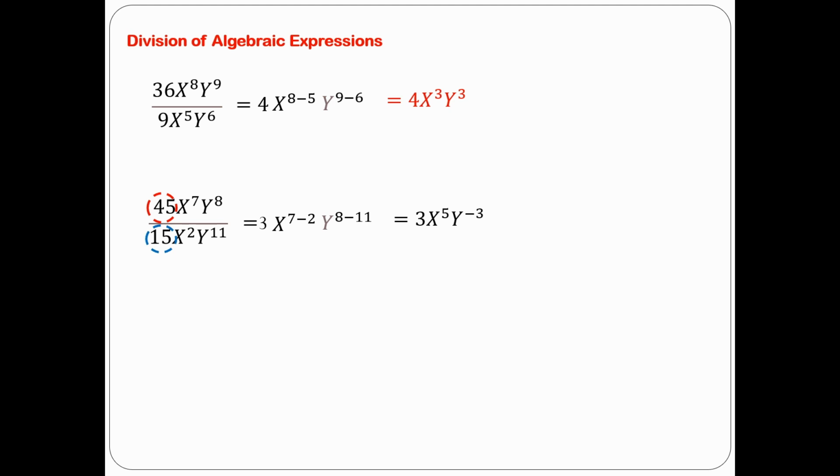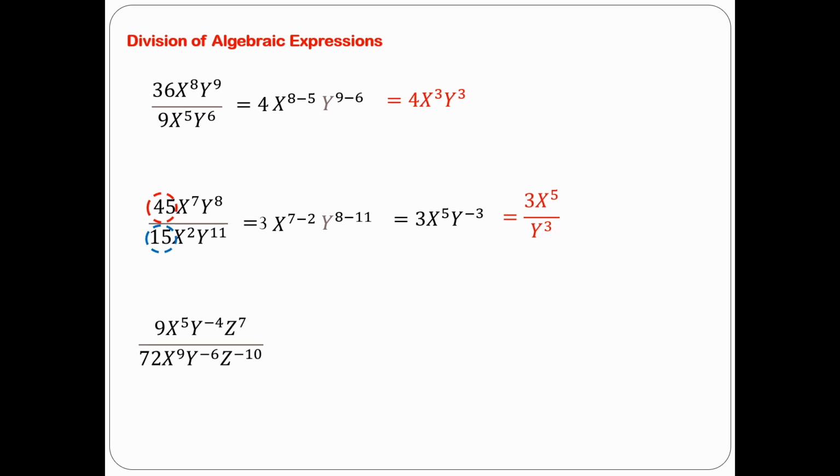Now, what shall we do with the negative exponent? Anytime we have a variable that bears a negative exponent, we need to move it to the other side of the fraction. So in this case, we need to move it to the bottom of the fraction. Therefore, the final answer is going to be 3x to the 5th over y cubed. Let's work on a more complicated example.